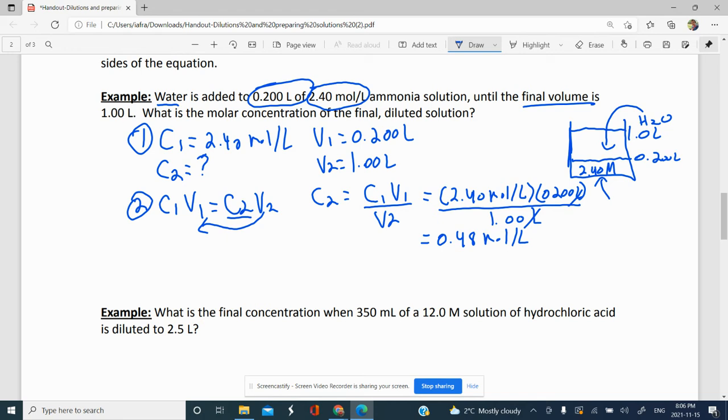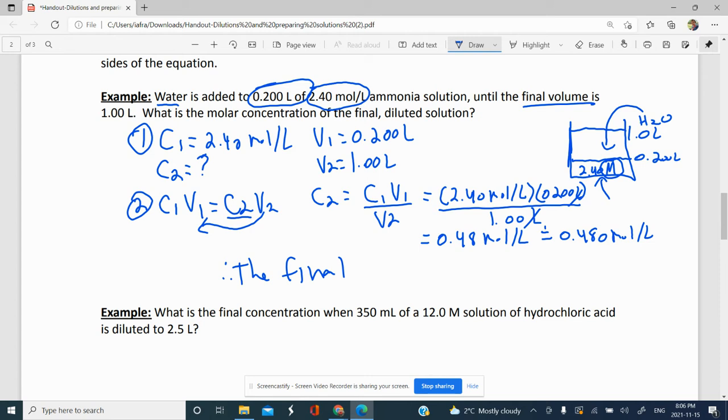And it looks like we have 3 sig figs. So if we want 3 sig figs, we can say 0.480 moles per liter, or molar you can put instead. So instead of putting in moles per liter, you can write the big M like that, and it means the same thing.